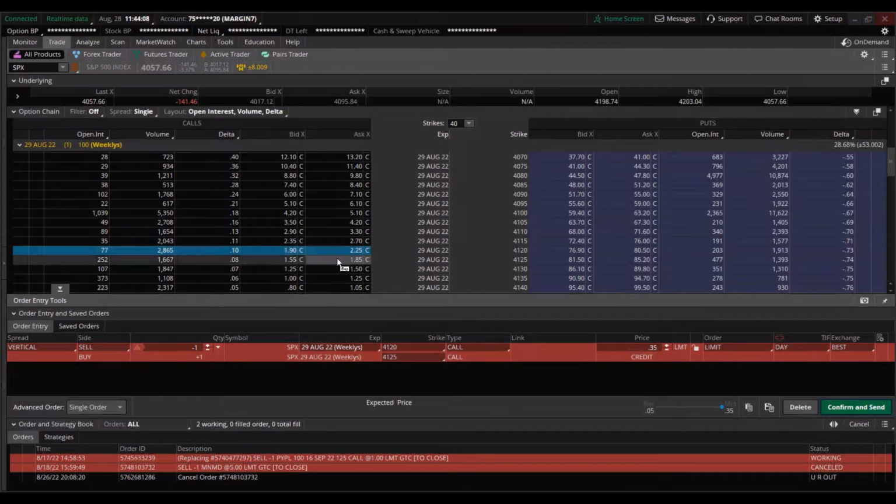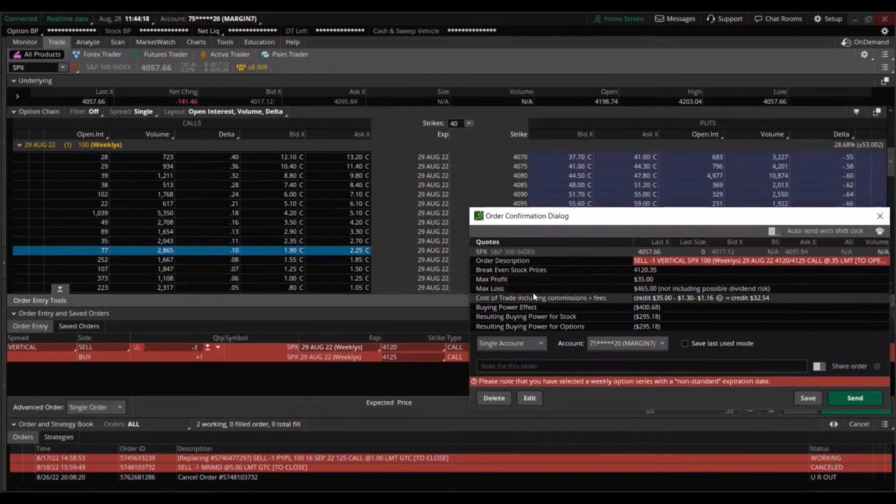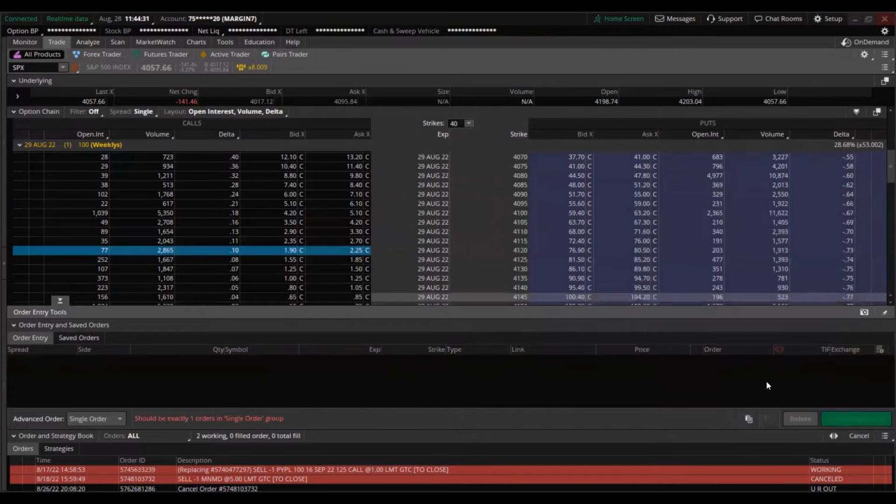195, 190. Again, these are not valid anymore. The market's closed. But the point here is, again, you're collecting less money. You're only collecting 35. Max profit, 35. Max loss, 465. Yep. So the max loss goes up and the max profit goes down. But the point is, the margin's still the same, depending on where you want to be with a short strike.